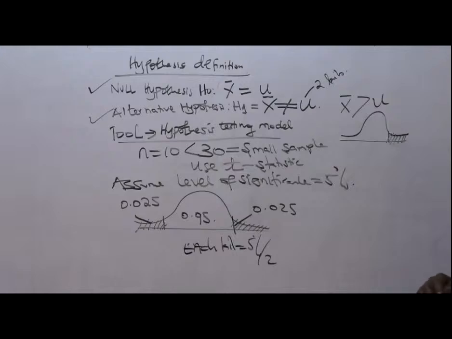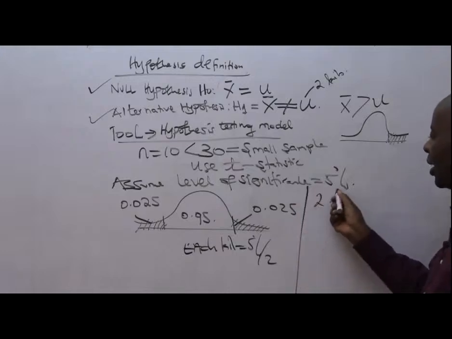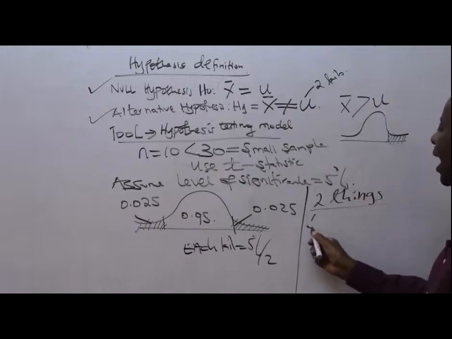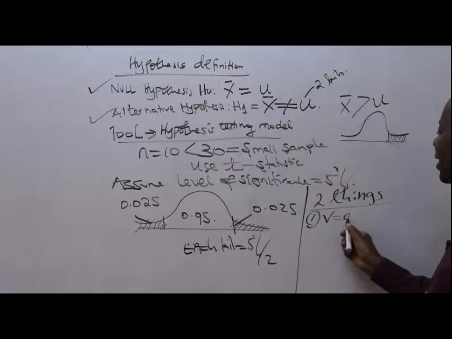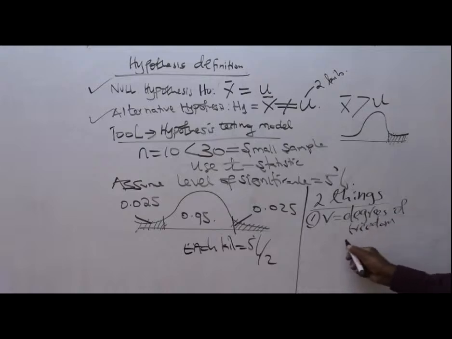Now, ladies and gentlemen, having drawn this nicely, I need two things to be able to read from my table. Number one, I need V. V stands for degrees of freedom. To get degrees of freedom V, we normally use n minus 1.